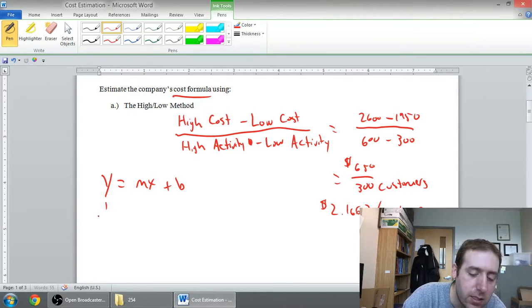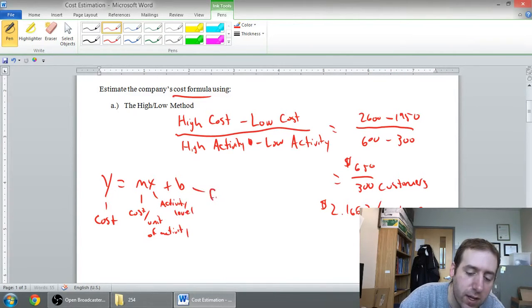And so let's think about these terms in terms of accounting. Y is the cost. M is the cost per unit of activity. X is the activity level. And B is the fixed cost.